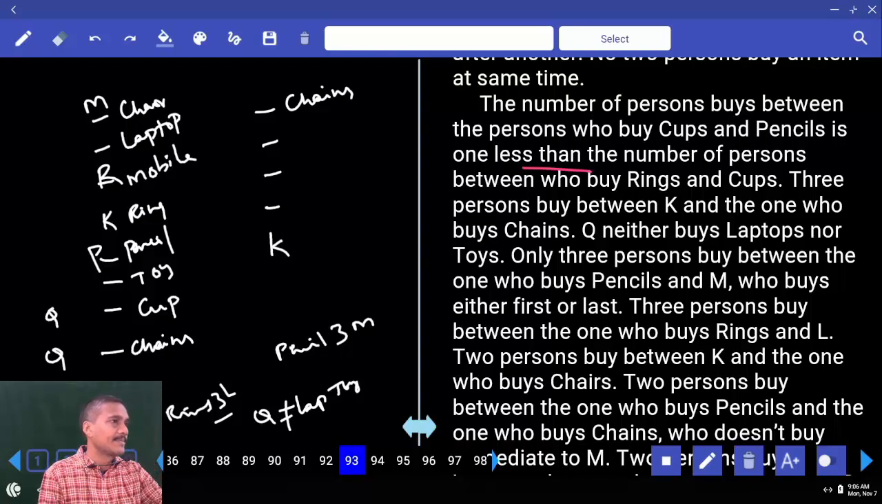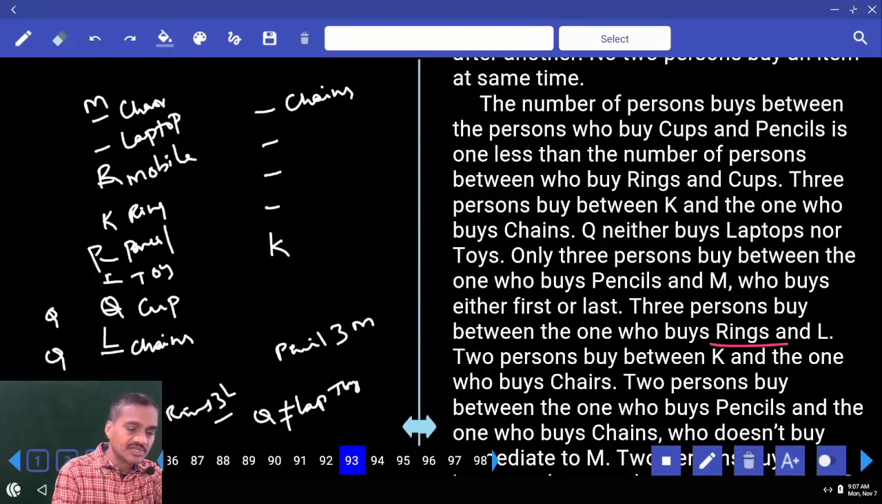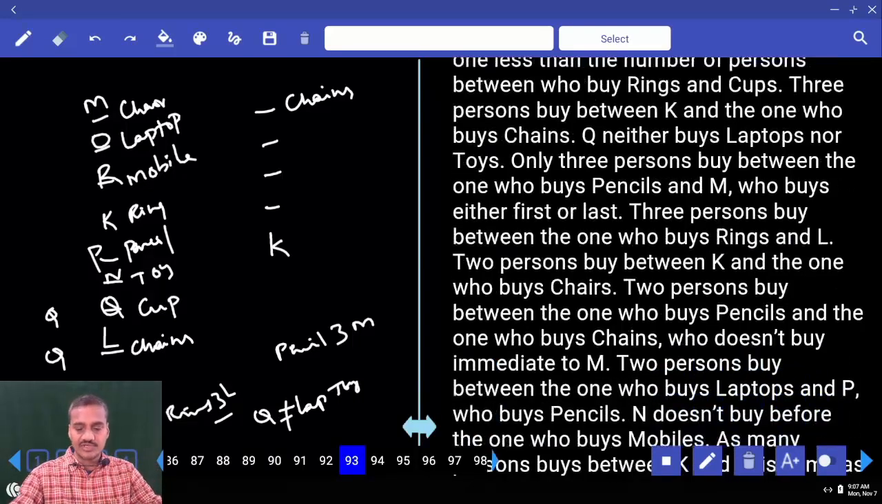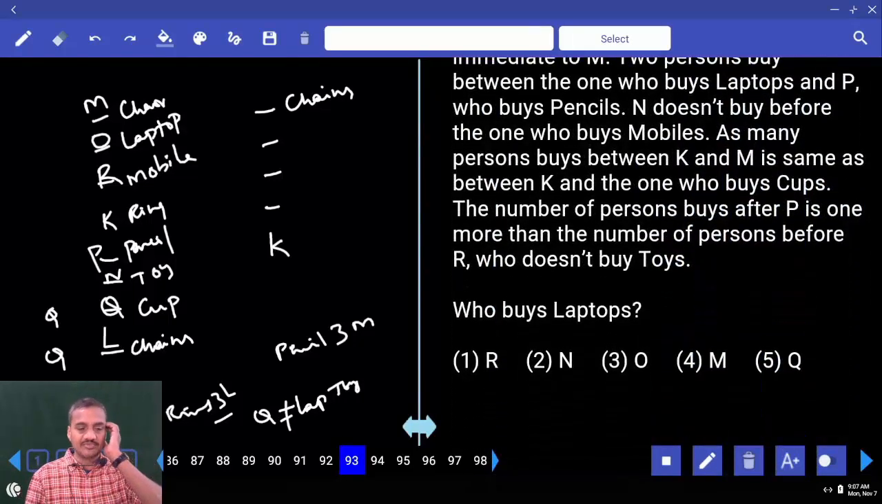And ring and L. Now 3 persons between this ring and L, so L will be here. If L is here, Q is here. Now Q is here, N will be here. If N is here, O must be at this place. Now this is the final arrangement we have. Then who buys laptop here? O buys laptop, that is choice 3.